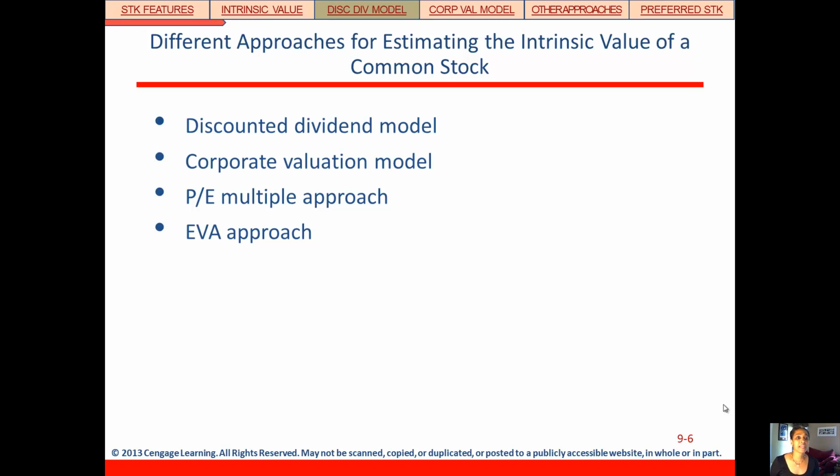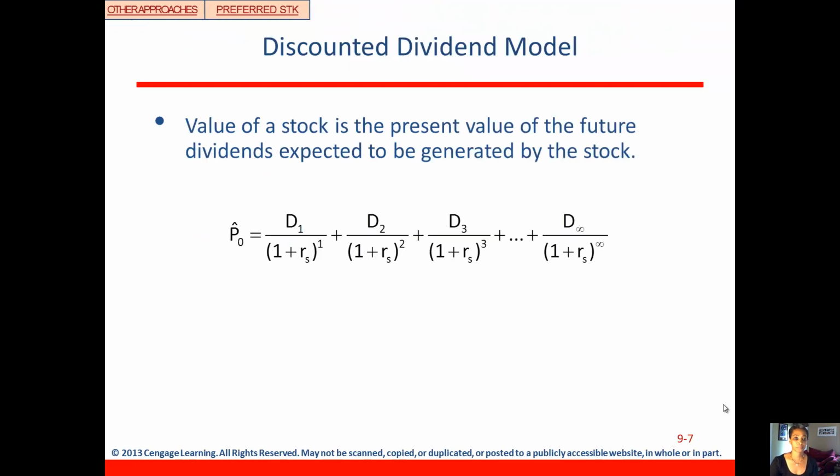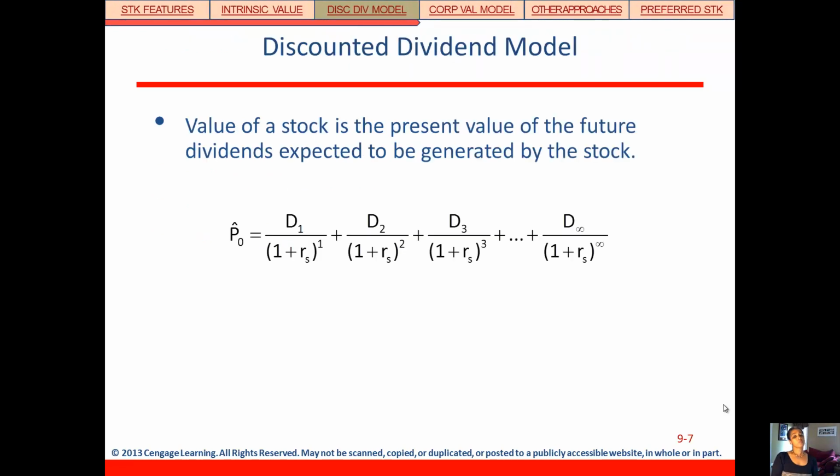Now that we've set the stage by discussing some of the conceptual features of stock, let's start with the analysis process and going through a few models to estimate the intrinsic value of common stock. So we're going to talk about the discounted dividend model, the corporate valuation model, and then a little bit about the PE multiple approach and the EVA approach. So first let's start with the discounted dividend model.